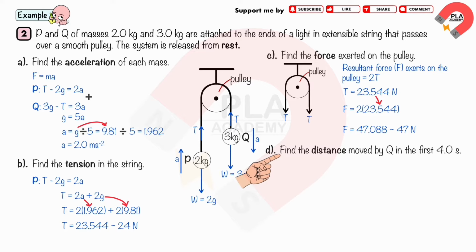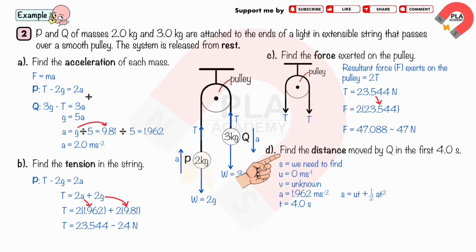D. Find the distance moved by Q in the first 4 seconds. We calculate the distance using the kinematic equations due to constant acceleration. We use the positive sign to indicate downward direction. When Q moves downward, the displacement, s, needs to be found, the initial velocity, u, equals 0, the final velocity, v, is unknown, the acceleration, a, equals 1.962 and time, t, equals 4.